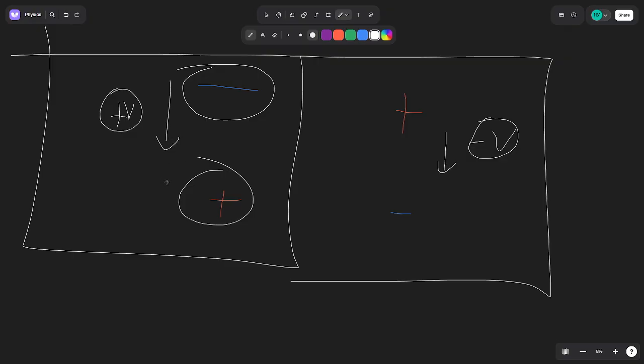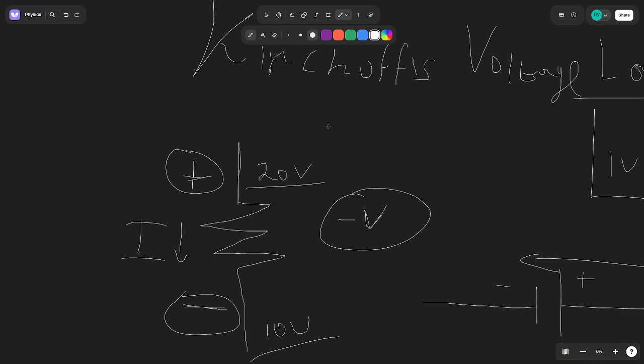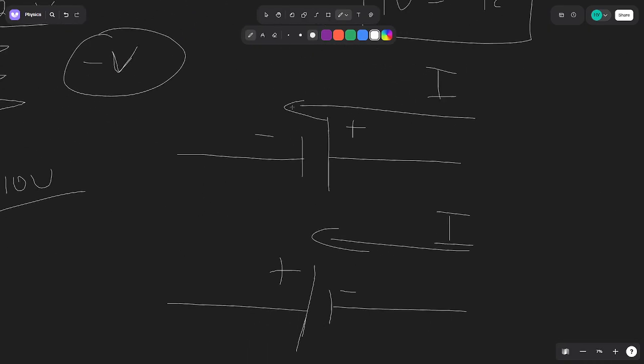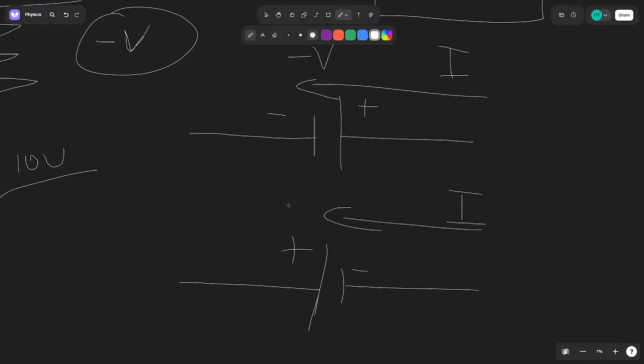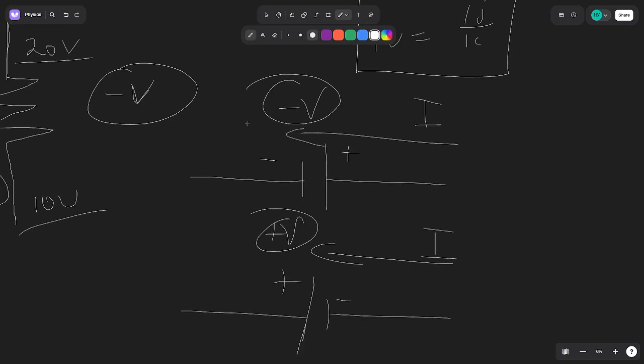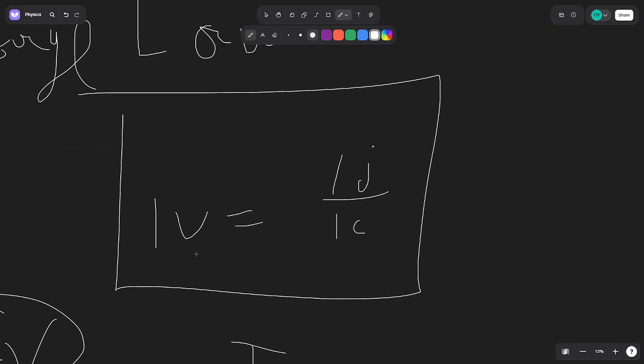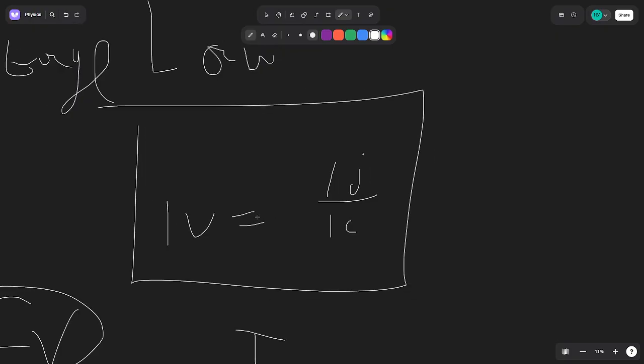So if it goes to the positive, the voltage is positive. If it goes to the negative, the voltage is negative. So in that case, the voltage will be negative, and in that case, the voltage will be positive. This is Kirchhoff's law. And also, just to memorize, 1 volt equals 1 joule divided by 1 coulomb. It's necessary for many problems on Kirchhoff's law.